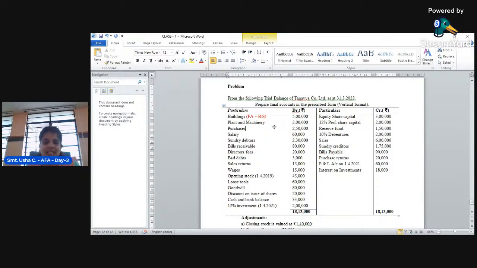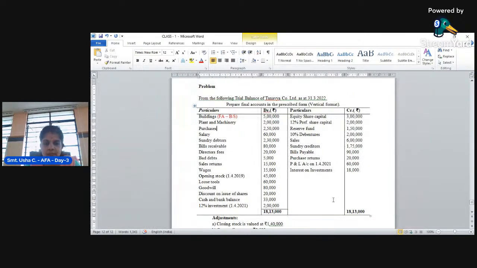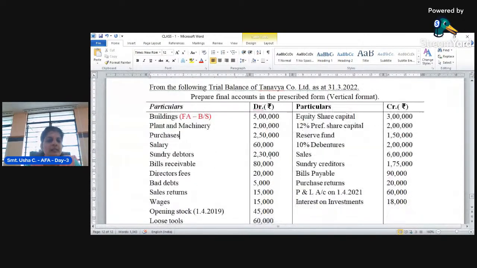In case this item is a profit, loss, expenditure, or income, you can directly mark it there. Okay, next is plant and machinery. Of course, even plant and machinery is a fixed asset which will be taken under the balance sheet. What about purchases? What about purchases?